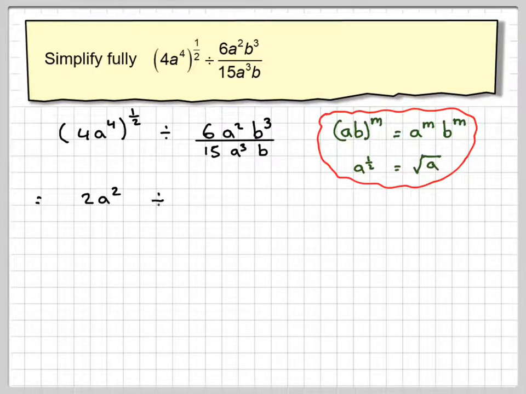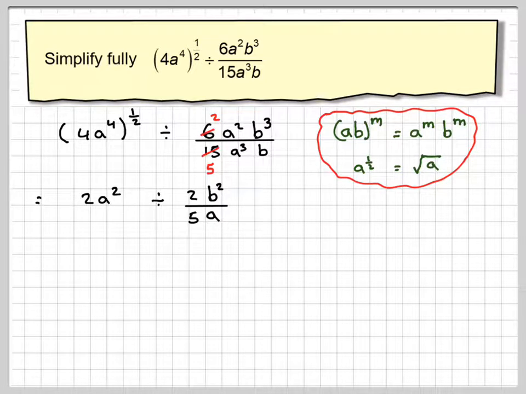We'll keep the division sign, so drawing a line there, 3 goes into 15 5 times and into 6 2 times, so we'll write that as 2/5. Then we're going to have a squared divided by a cubed, which is just going to leave an a on the bottom, and then we're going to have b cubed divided by b, which gives me b squared. So now we've got 2a squared divided by 2b squared over 5a.